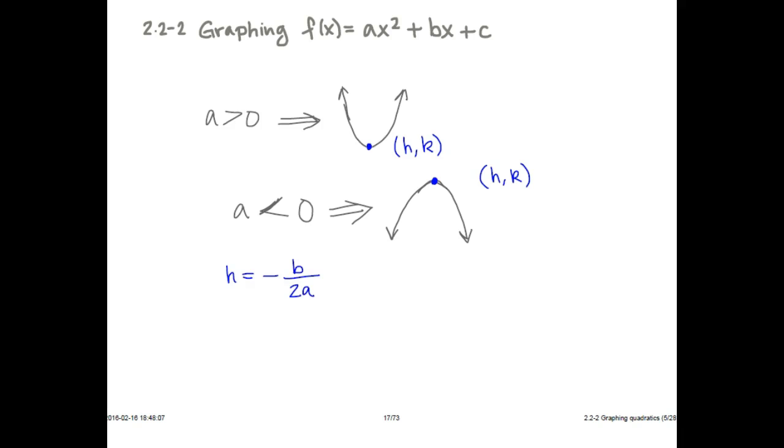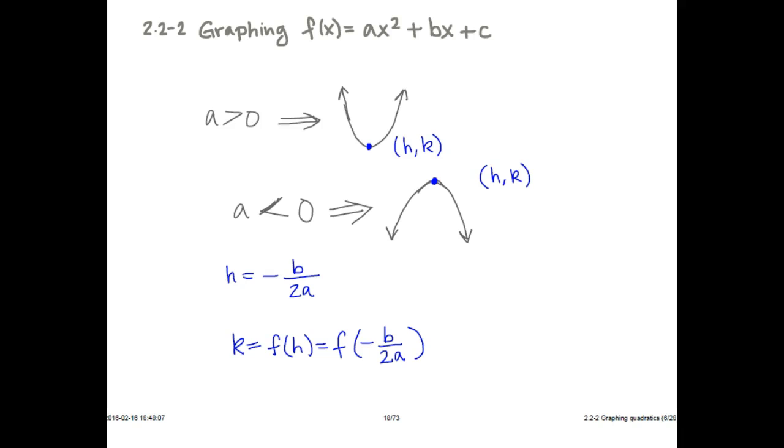And it would be great if we had a formula to find that vertex, and son of a gun we do. There it is, negative b over 2a. I wonder how we can remember that. We'll come up with something.